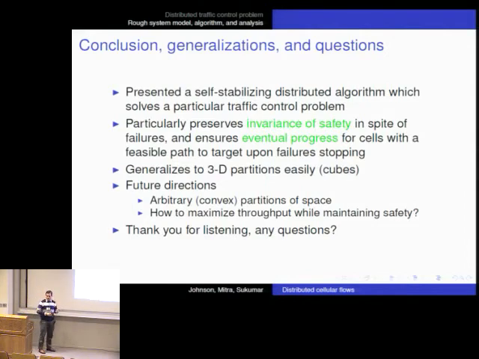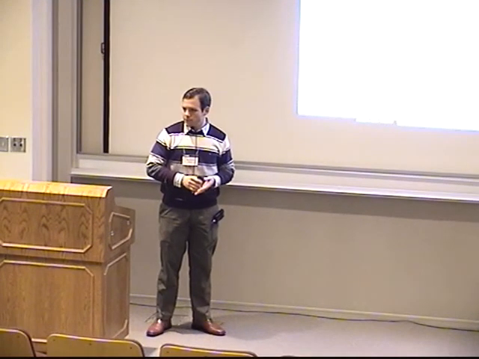This type of system generalizes easily to a 3D space instead of 2D using cubes and the same kind of signaling rules. Future directions: instead of using squares or cubes, maybe arbitrary partitions. They may need to be convex. We've thought about it some. It gets a little hairier. And then another interesting direction is how do you maximize throughput while maintaining safety. This would somehow try to bridge the gap between flow networks and what I've described here, which we can talk about safety with. So thank you, and if there are any questions?